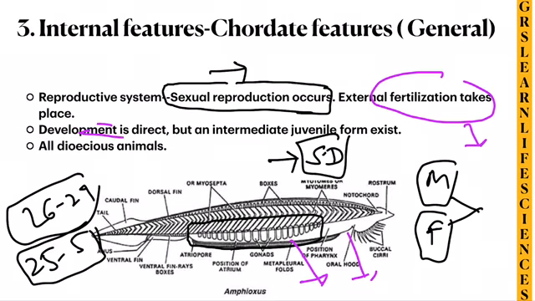And coming to the development, the development is direct. So we don't see any larval stage in the life history of the cephalochordates. But the other important thing is that they have an intermediate juvenile form. So this is very important, but this is not the larva. So these are the general features of the cephalochordates.